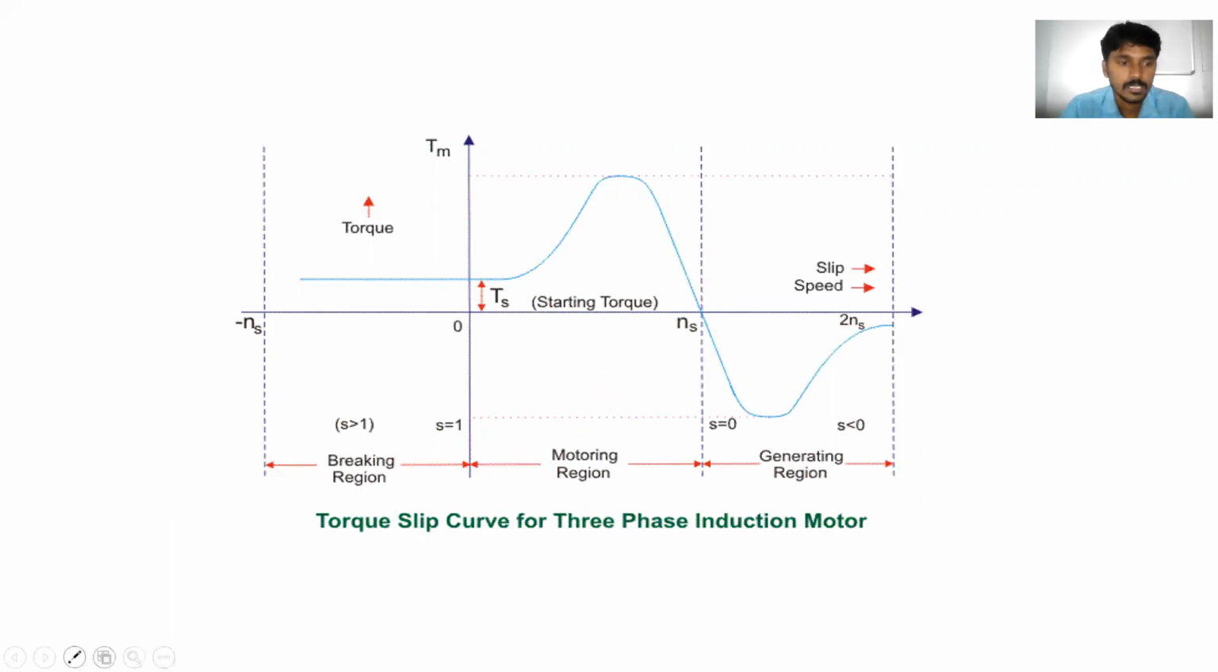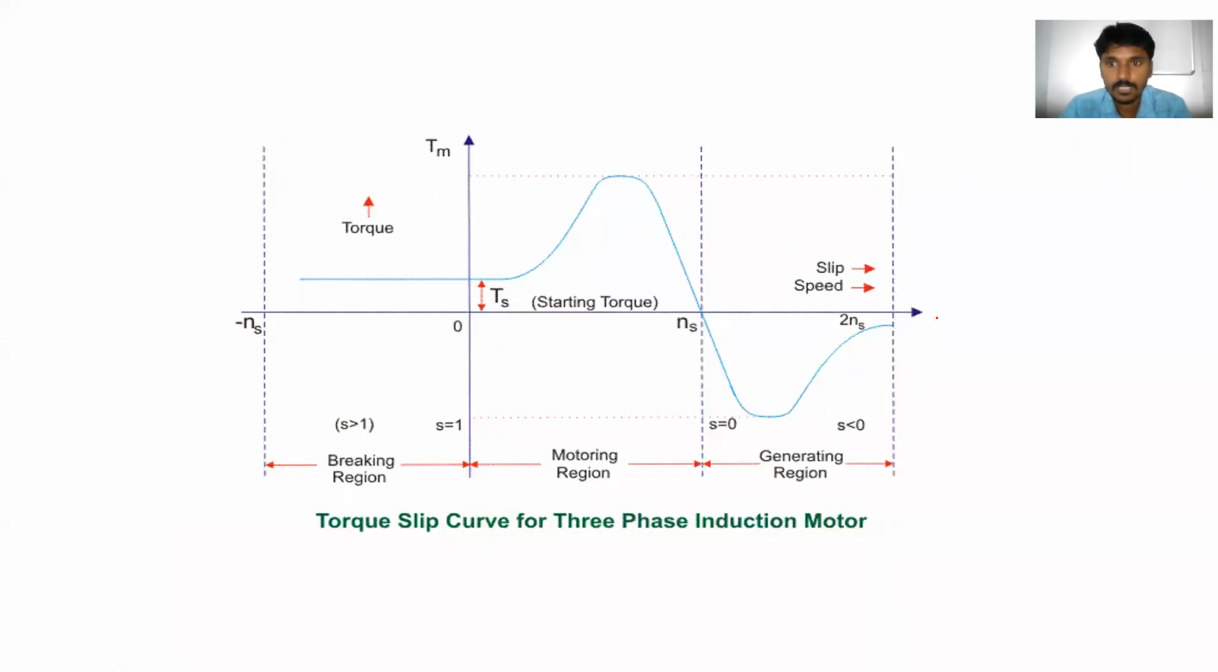Okay, this is the speed torque characteristics of the three-phase induction motor. On the y-axis we are taking the torque. On the x-axis we are taking the slip as well as speed, the synchronous speed, maybe a capital NS or small ns.